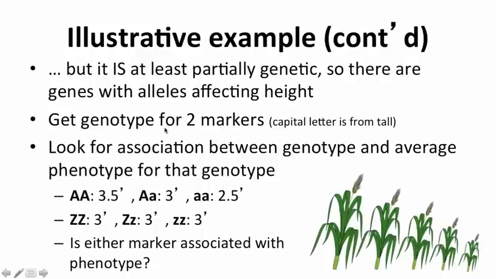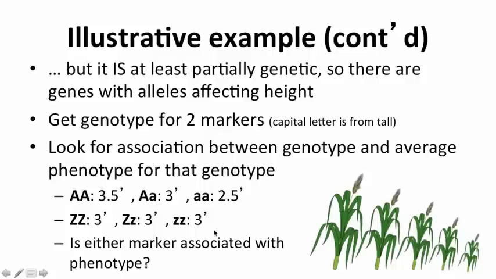Okay? So let's say we got a genotype for 2 markers in the process of mapping this height difference among the corns. And let's say the capital letter ones are the ones from tall, as we use them here, A and Z. So let's say we look for an association between genotype and average phenotype that comes with that genotype. So here, individuals with markers homozygous for the big A marker are 3.5 feet tall. Individuals that are heterozygous for big A and little a, 3 feet tall. And little a's are 2.5 feet tall.